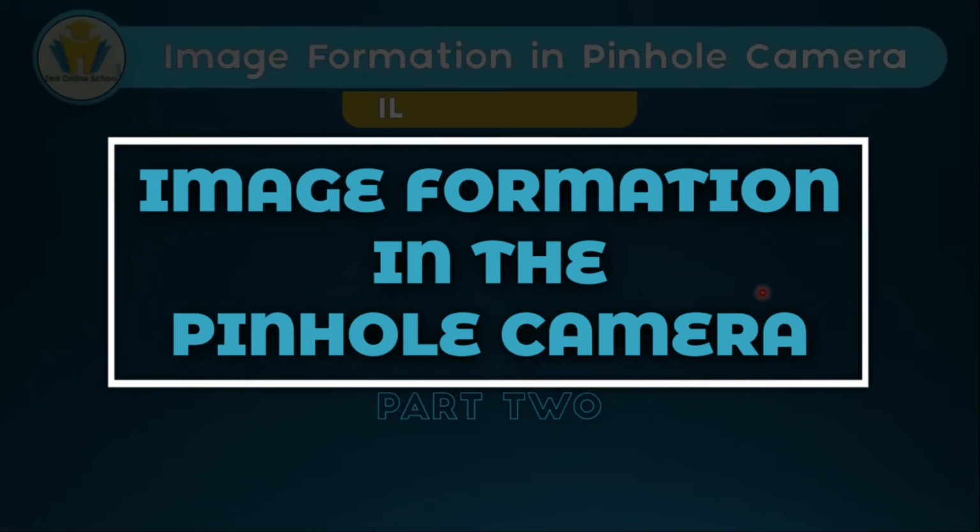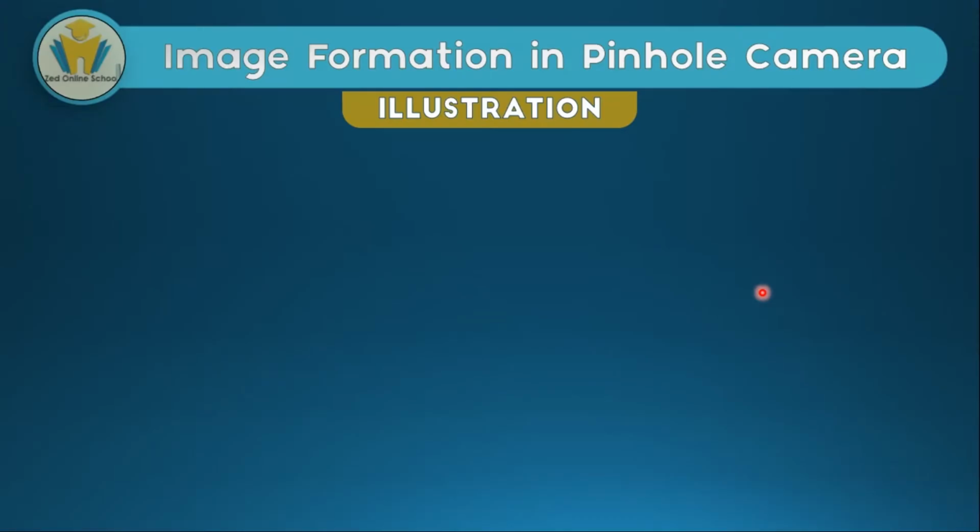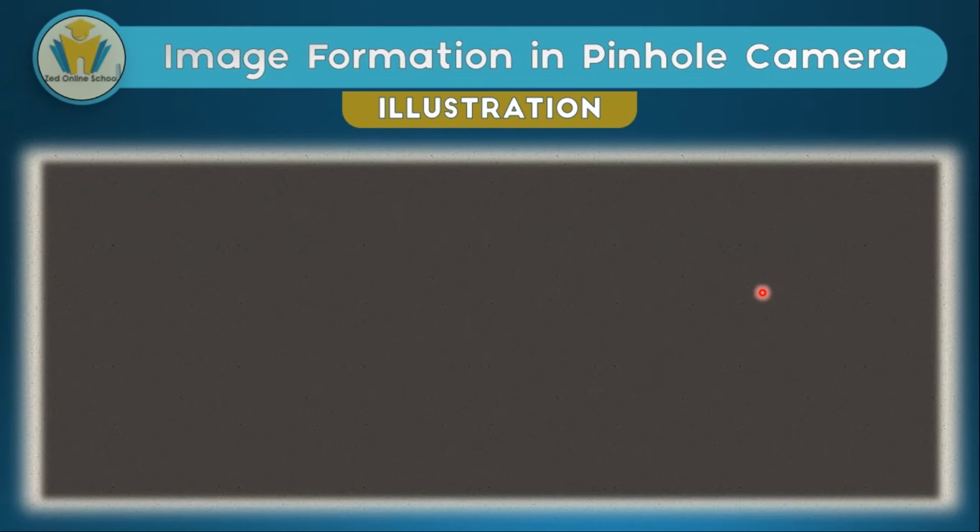Now, how are images formed by this pinhole camera when there's no lens? This is because of the rectilinear propagation of light, which is the property of light to travel in straight lines. This property of light is also talked about in our previous video, so you can check the description and click on the link that takes you to that video.